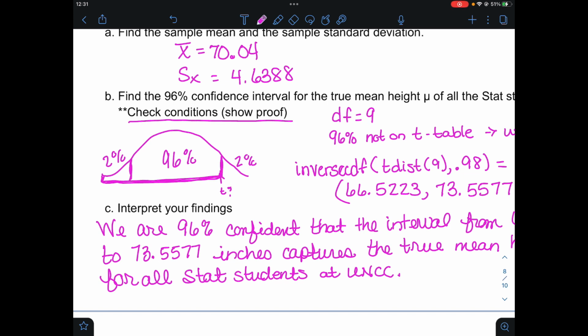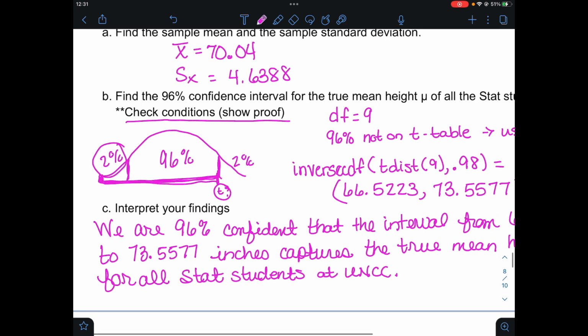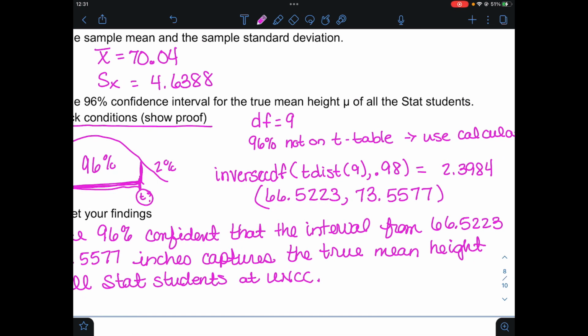Well, we're looking for this t value that starts right here, and that goes all the way this way. So it is actually including 96 plus 2% more. So when we put it in, we actually put it in as degrees of freedom of 9 and then 0.98, and it gives us a t value of 2.3984. Of course, I rounded, and then you would calculate from there.